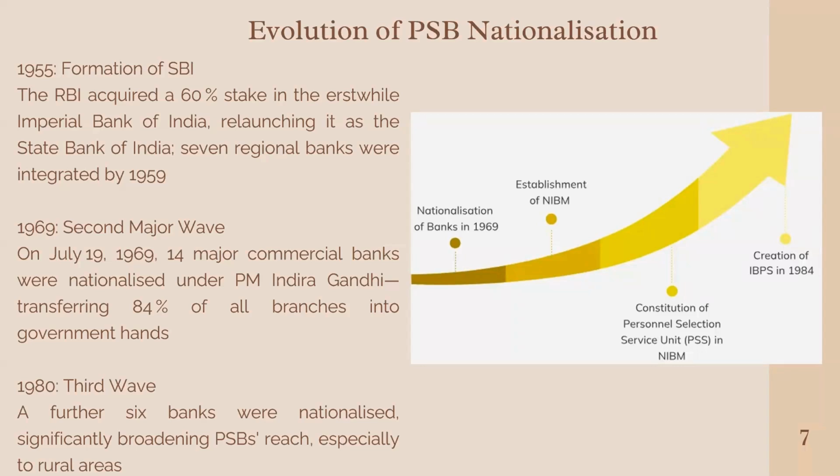The second major wave of nationalization occurred in July 1969, when 14 major commercial banks were nationalized under Prime Minister Indira Gandhi. This move brought 84% of the country's bank branches under government control, significantly increasing the state's influence over the banking sector. The third wave of nationalization happened in 1980, when six more banks were nationalized.